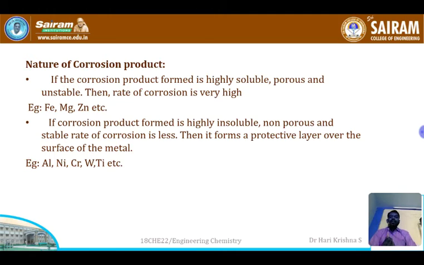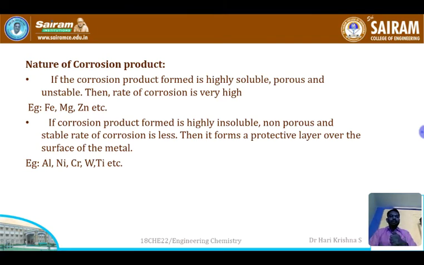The other way around, if the corrosion product formed is highly insoluble, it will not dissolve in the corrosive media. It is non-porous. The corrosion product formed completely covers the metal. There are no pores, and since it is stable, it will stick to the surface. Therefore, the corrosion product formed will act as a barrier between the metal and the surrounding media.